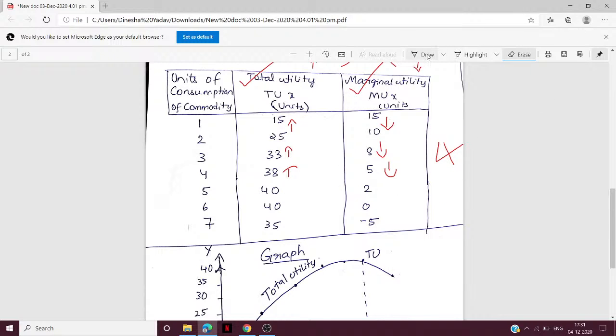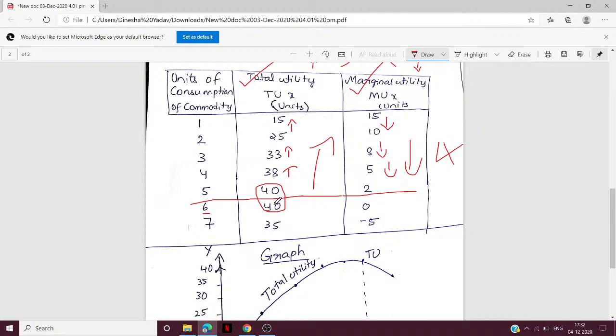See students, till the fourth one, it is the same case. It is increasing, it is decreasing. But when it comes to the sixth unit place, that is when total utility is maximum.